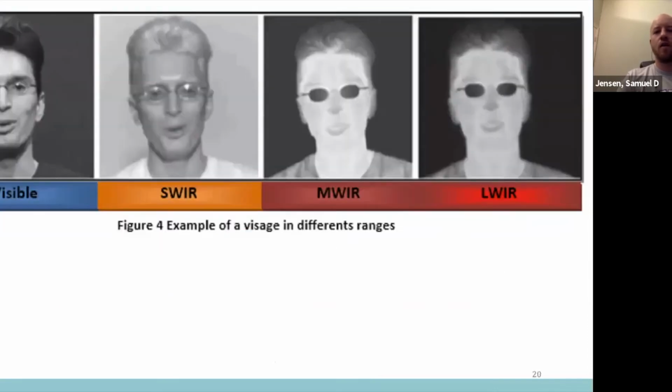So here we can look at our subject of looking at it through the different parts of the spectrum in infrared. Okay, so the shortwave IR is not the radiated heat, and then as you get into mid and long range IR, you begin to see the radiated body heat image.